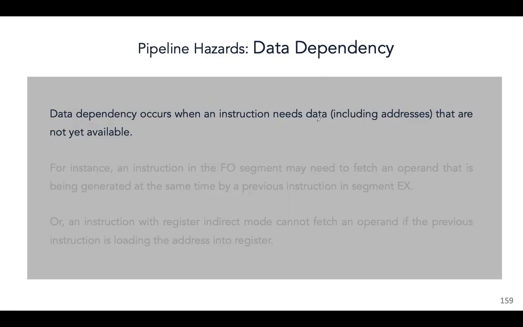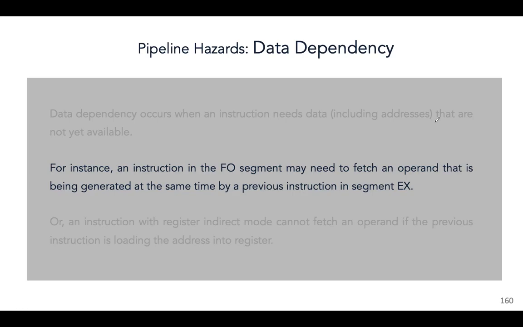The next kind of pipeline hazard is data dependency. Data dependency occurs when an instruction needs data, including addresses, that are not yet available. Instructions normally use either data, operands, or addresses. Now, if an instruction requires some data immediately, without which it cannot proceed, and that specific data is not available at that time, there is a conflict, a hazard. This is called data dependency.